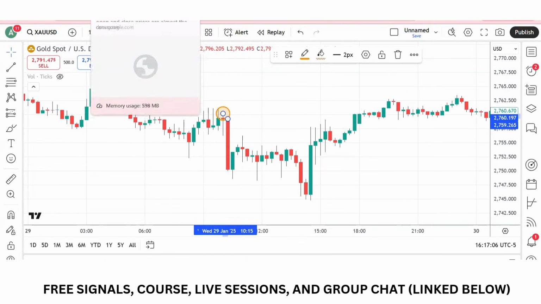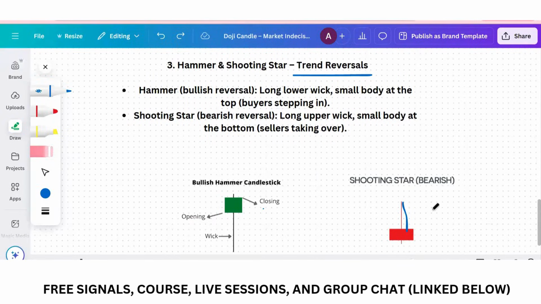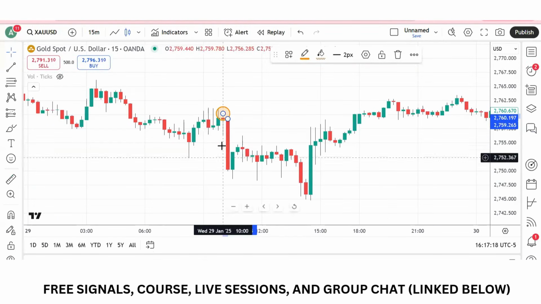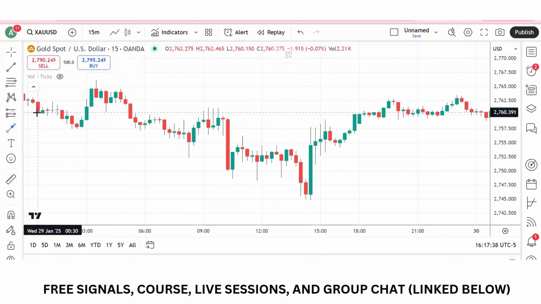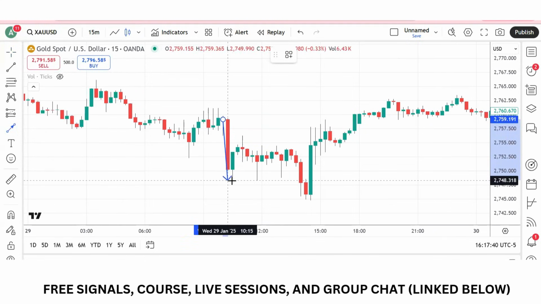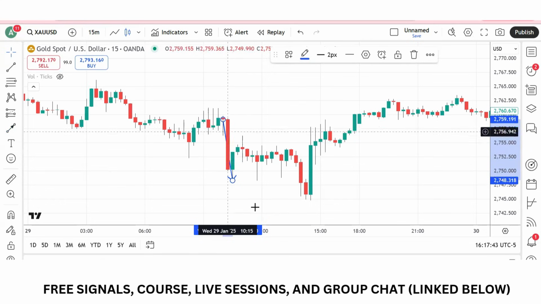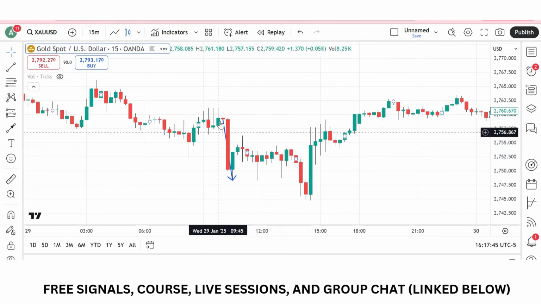Now let's go back to our reference for a second, okay? Shooting star is bearish. Now, a long upper wick with a small body at the bottom means sellers are taking over. Look at what happened here. We had a long upper wick, and this candle closed overall bearish. And what happened right after that, guys? We got a massive drop to the downside. Okay, look at that. As soon as this candle closed, the next sell candle was a nice drop. So this right here is a shooting star.